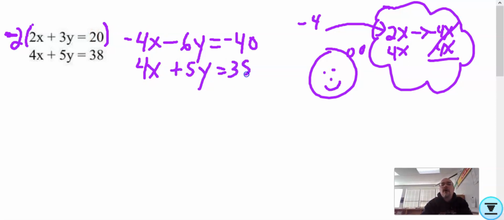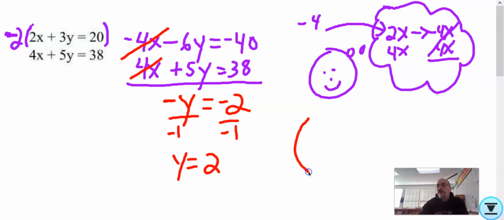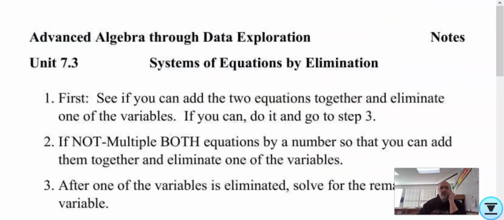Now I can eliminate the x. When I put the y's together, I get negative 1y, or negative y equals negative 2. But I need a positive y, so remember what you need to do there. Divide by a negative 1. So positive y is 2. So I found the y value. It's 2. All right, what was the next step? What was I supposed to do? Let's see.